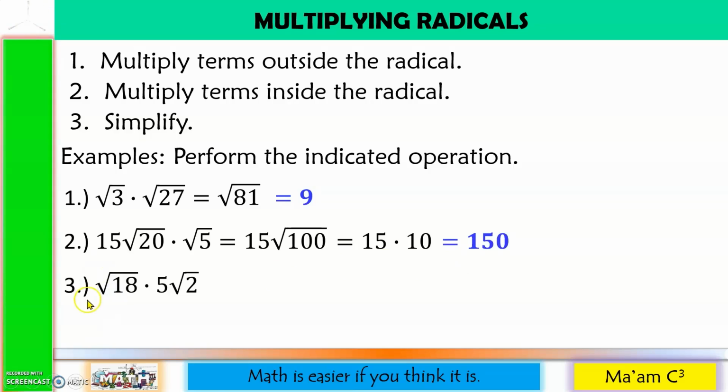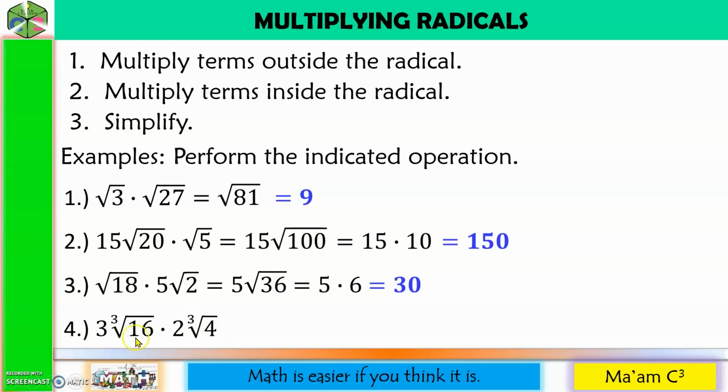Next one, 1 times 5 is equal to 5. 18 times 2 is equal to 36. So square root of 36. Square root of 36 is equal to 6. So this will be 5 times 6. And 5 times 6 is equal to 30.